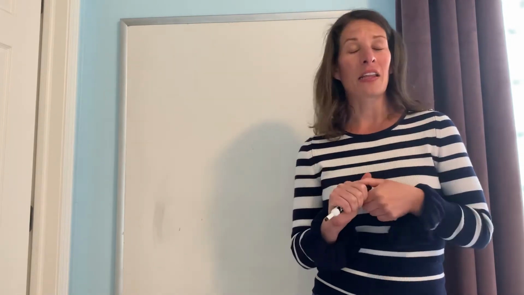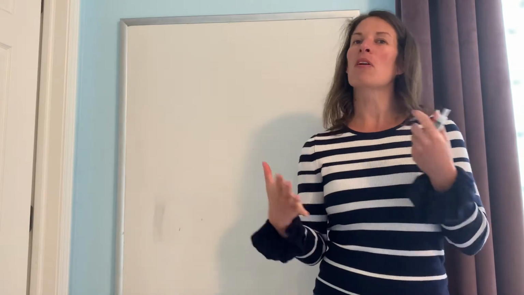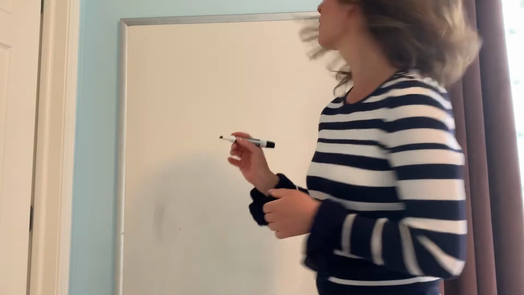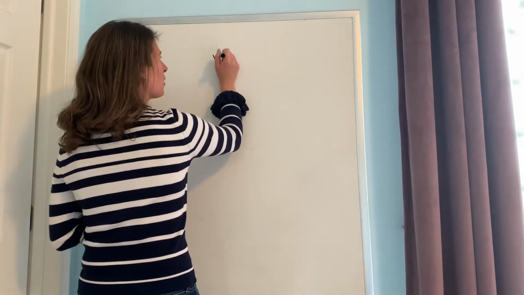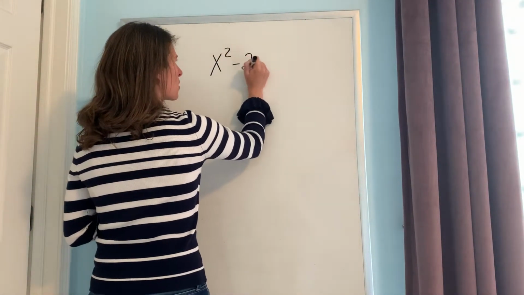Today we are going to be doing something called difference of squares. It's no different than anything we've been doing before, only this time we don't have a b or a middle term, so we're going to have to build one. But that's okay, we know how to do that. So our first one in your notes is x squared minus 25.